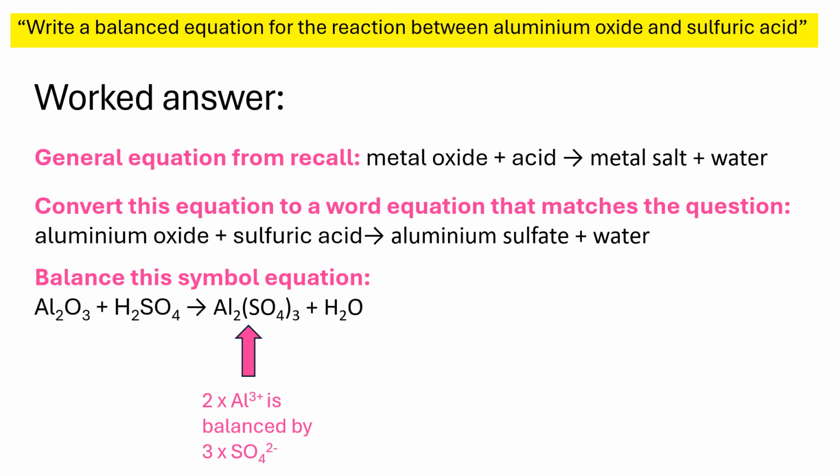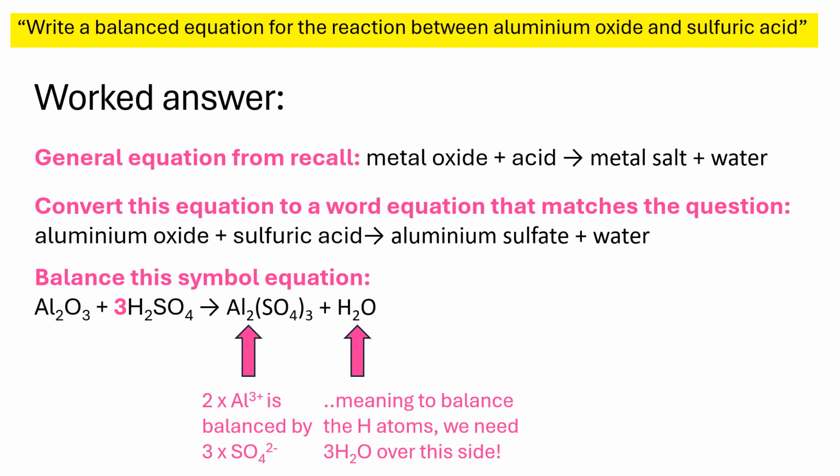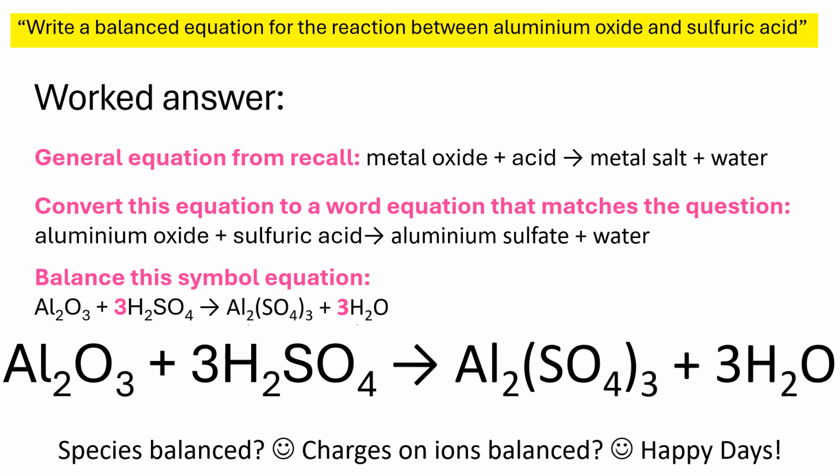Now we have to balance it out. We've already put in 3 sulfates on the right-hand side, so you need to put 3 in front of the species on the left-hand side that contains SO4. That's going to mean 3 H2SO4. That now needs 3 times H2, sorry, 6 hydrogens on the left, so we need 3 H2Os on the right-hand side to balance it. So 6 hydrogens on the left, 6 hydrogens on the right. That gives us our answer.